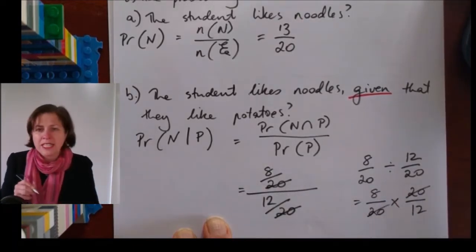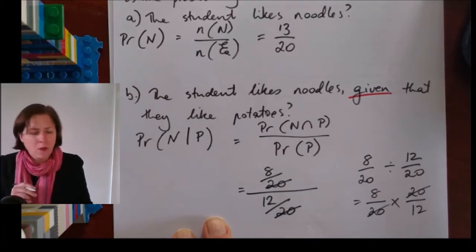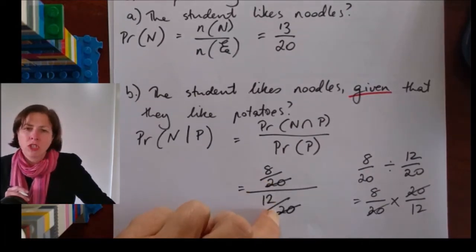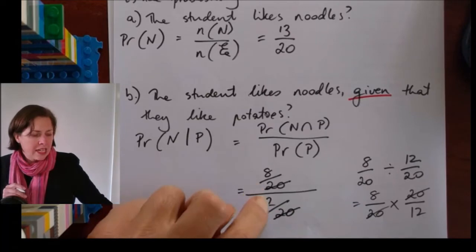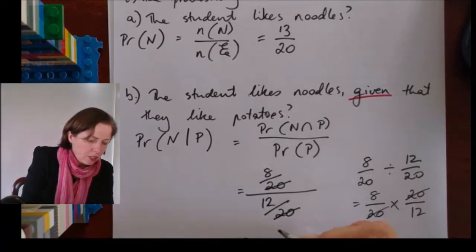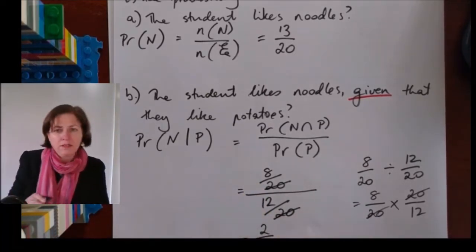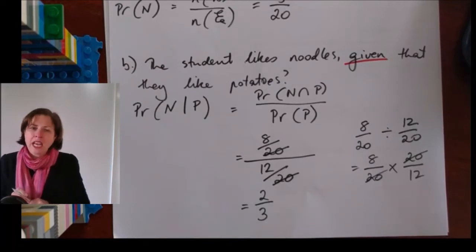And those 20s cancel, okay? But I don't need to show all that working. I'm just going to cancel the two denominators, which leaves me with 8 over 12, which is 2/3. Now, I could have done this without going back to the formula.